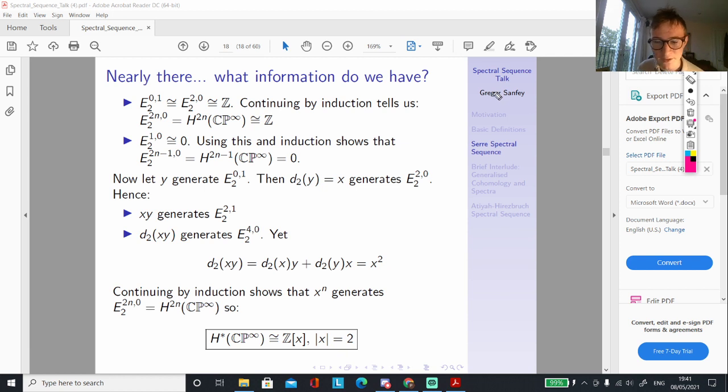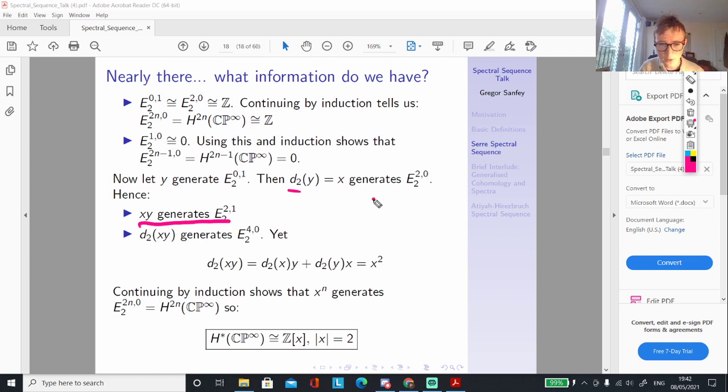So that's excellent. We're really close now because we've computed all the cohomology groups. Now we're just going to try and deduce the ring structure of the cohomology ring by looking at some generators. If we let Y generate our E01, 2, then D2, this isomorphism, will send this generator to a generator of E20, 2. And so, okay, let's look at what this actually means.